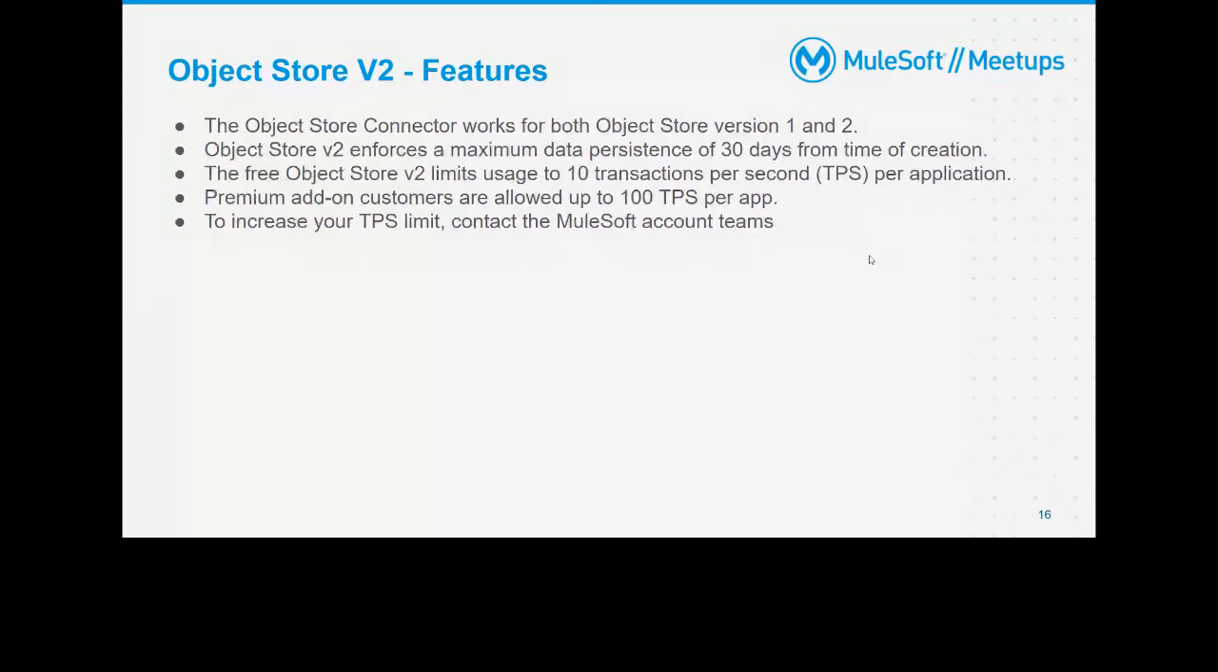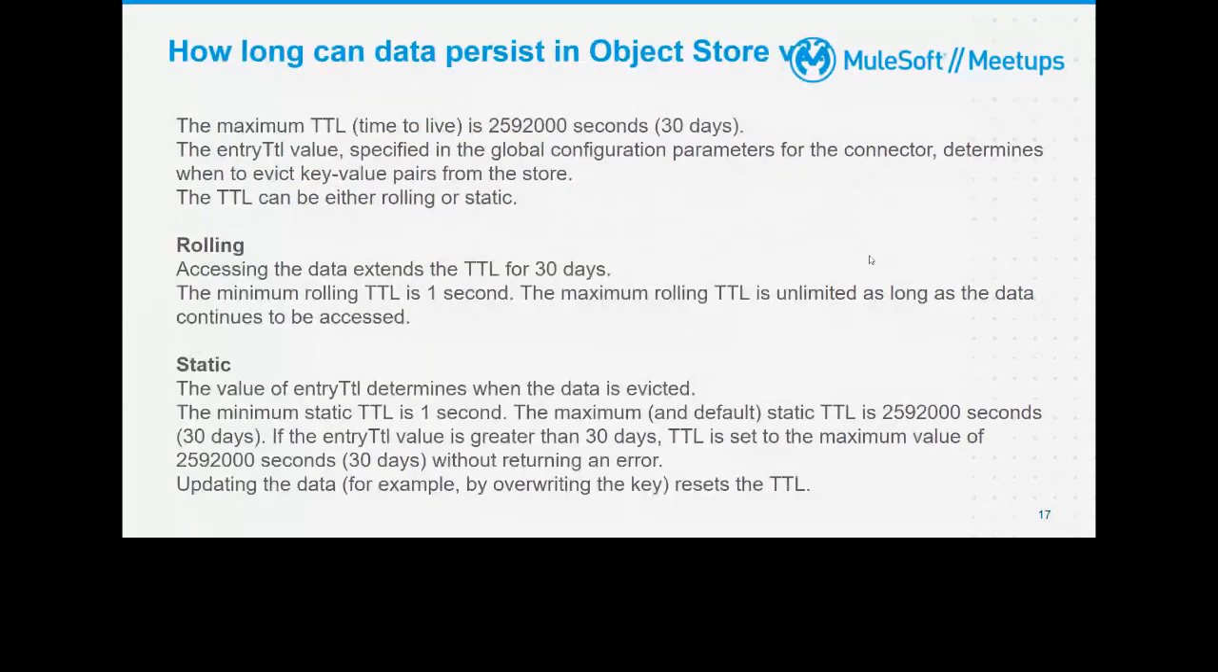Okay, this is something I discussed about data persistence. By default it is 30 days. In case the data is not changing, static data after 30 days will automatically be deleted from object store. If you are updating any key value pair, the time to live will reset to 30 days. Even if you mention 31 days, it will consider 30 days only. It will not give any error. Minimum is 1 second, maximum is 30 days.